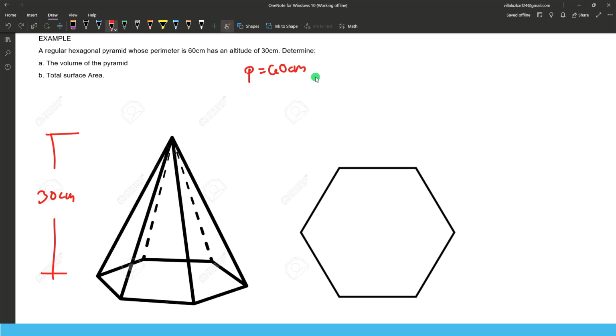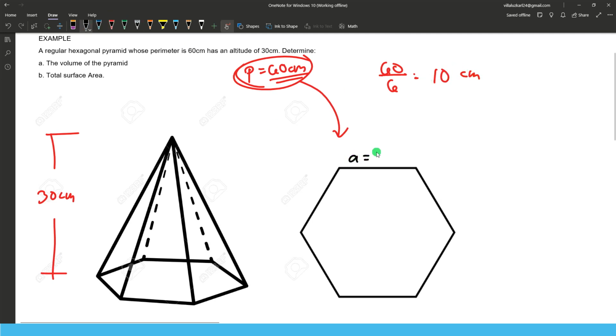Since it is a regular hexagonal pyramid, and this is the base, which is a hexagon, we just equally divide the perimeter by the number of sides of the base. This is a six-sided polygon, so we have the perimeter divided by 6. So each side is 10 centimeters, and I will assign a 10 centimeters here.